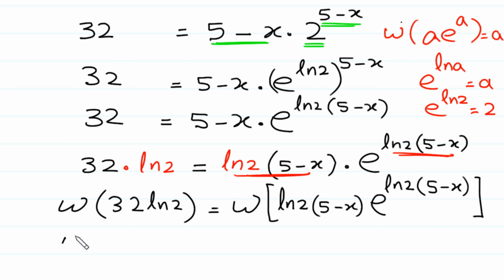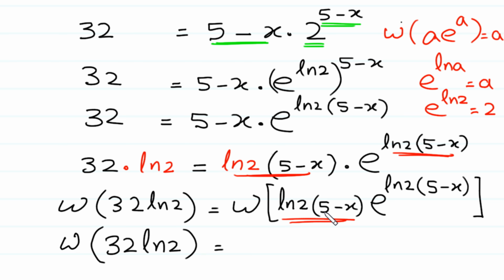Next, W function of 32 times ln of 2 is equal to, according to Lambert W function, a times e to the power a is equal to a. So from here, ln of 2 times 5 minus x times e to the power ln of 2 times 5 minus x, we get ln of 2 times 5 minus x.